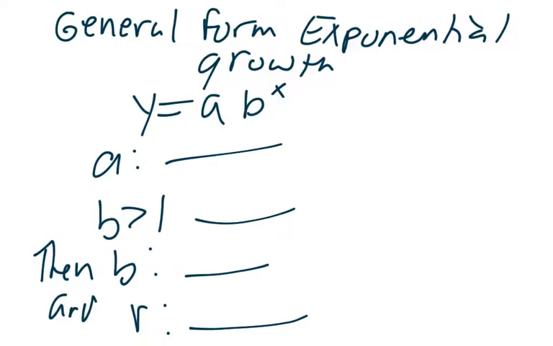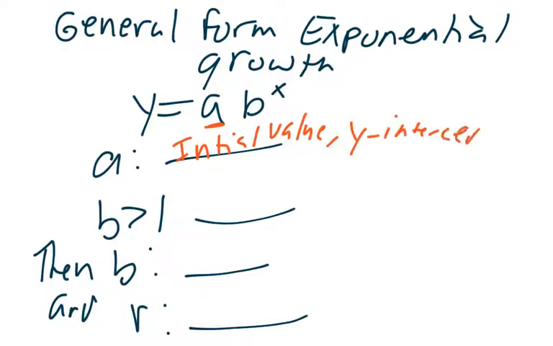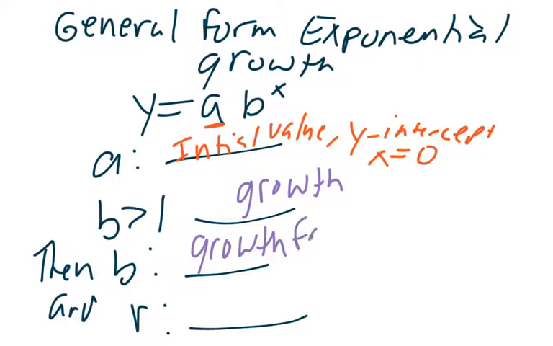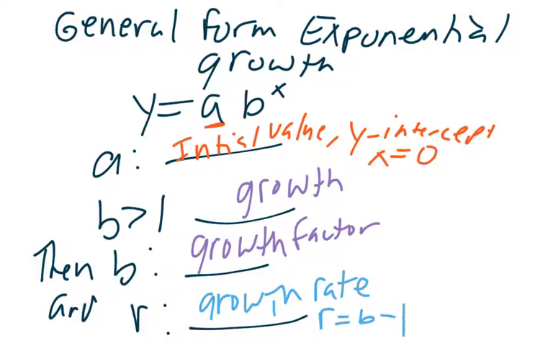Alright, so the general form for exponential growth: we have a, which is the initial value, or the starting value. That's also known as our y-intercept, and that's when x equals 0. Our b value, when it's greater than 1, means we have growth. And the b value is our growth factor. The r value is known as our growth rate, and to find that, we have r equals the b value minus 1.